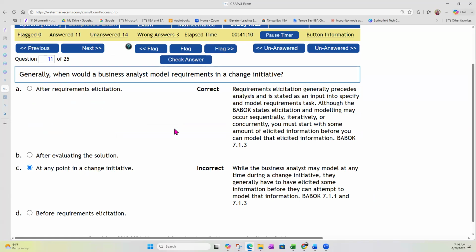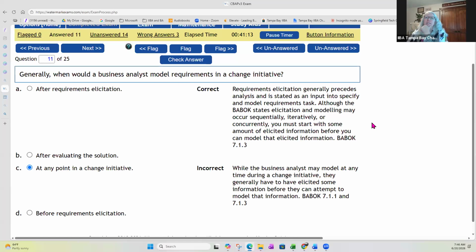Jose was correct. Requirements solicitation generally precedes analysis and is stated as an input into the specify and model requirements task. Although the BABOK states solicitation and modeling may occur sequentially, iteratively, or concurrently, you must start with some amount of elicited information before you can model that elicited information. So for specify and model, you've got to start with something, some information that you receive from the business case, from documents, from interviews, workshops, before you can model it. Does that make sense?